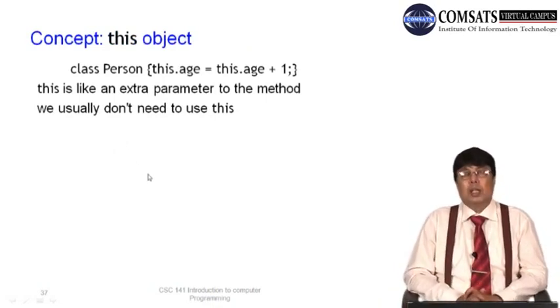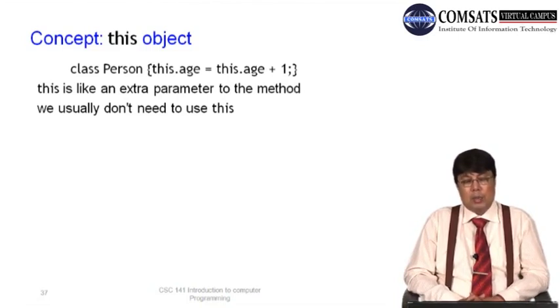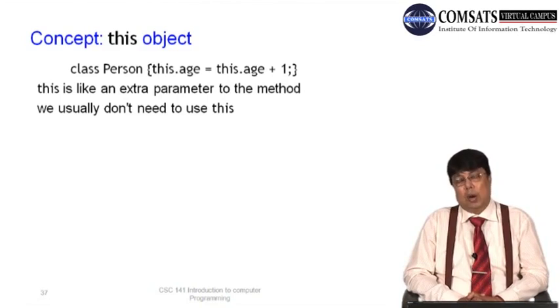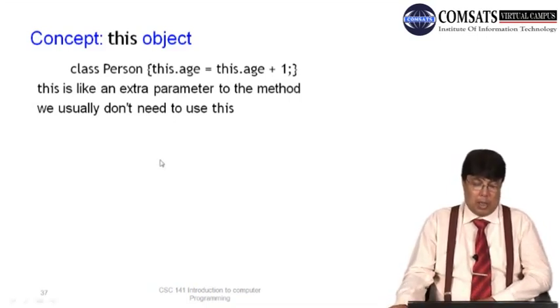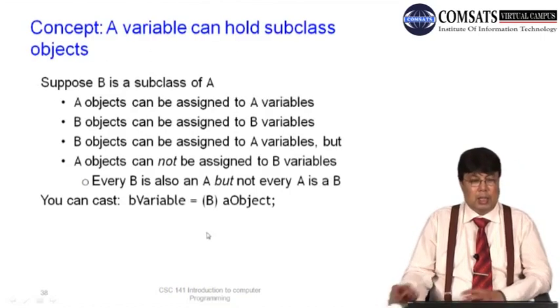There is a concept of this object. For example, you can say class person. Now you have not defined any object yet, so you can use this.age is equal to this.age plus 1. So this is like an extra parameter to the method, and we really don't use it. We use it with its proper utilization and with the help of a constructor. So that should be the last topic that I will be discussing with that.